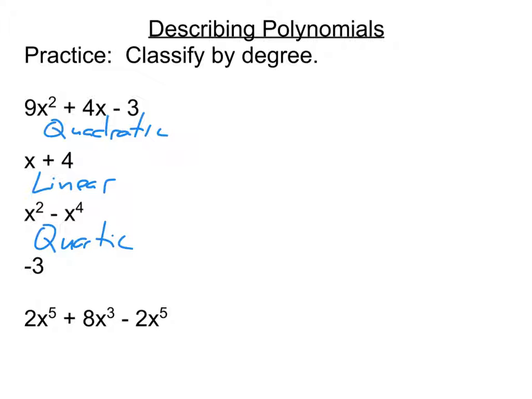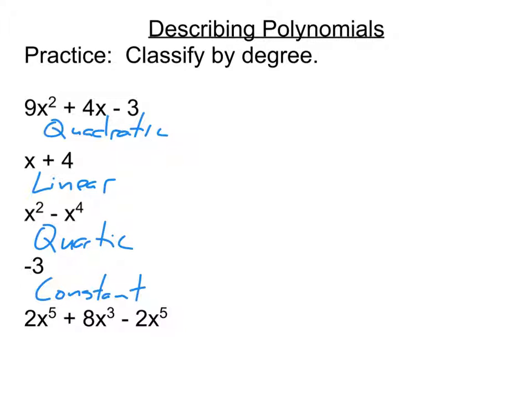All right, the negative 3. What's that? Well, that one has no x in it at all. Therefore, it's degree 0. So that one is constant. And you can kind of see why it's called constant here, because if it's negative 3, it's always negative 3. You could say x is anything, but this still equals negative 3. It's a constant value.